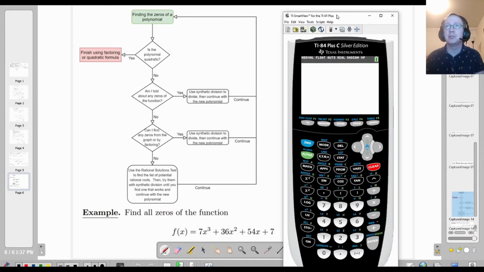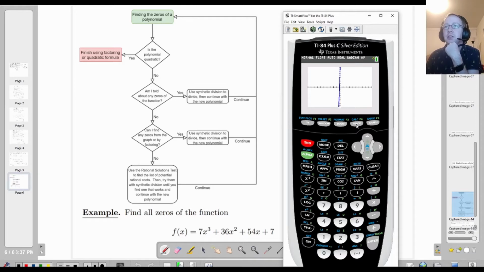So let's go ahead and take a look at the graph then. So our function is, let's go ahead and clear things out, 7x cubed plus 36x squared plus 54x plus 7. Now notice, they don't tell me to round my answers, so I better hope I'm getting exact numbers here. Let's see what happens. Okay, there's some kind of zero there. Let's see where it is.